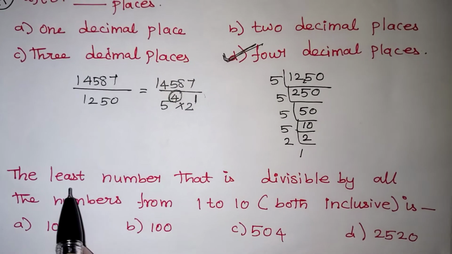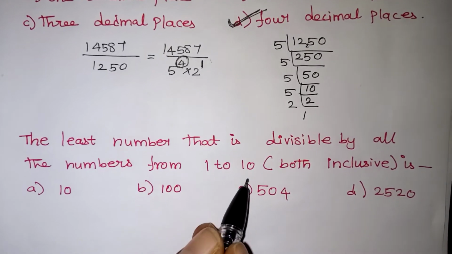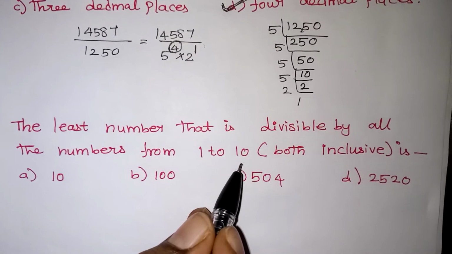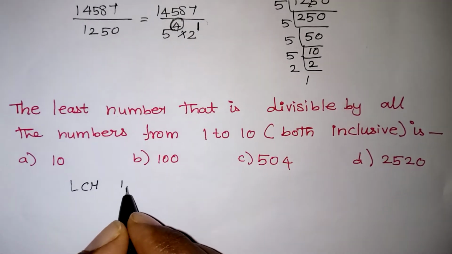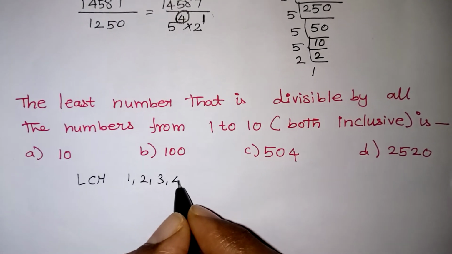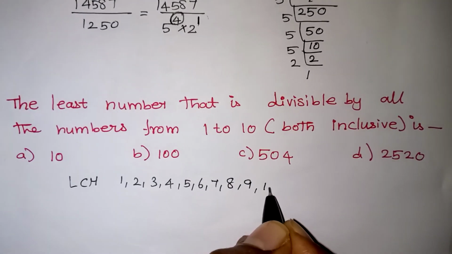So we need to find the least number that is divisible by all numbers from 1 to 10. 1 and 10 also will be included. So that is nothing but the LCM of 1 to 10. We have to find the LCM of 1 to 10. That is a number that is divisible by all the numbers from 1 to 10.